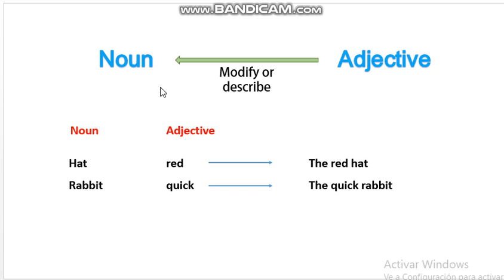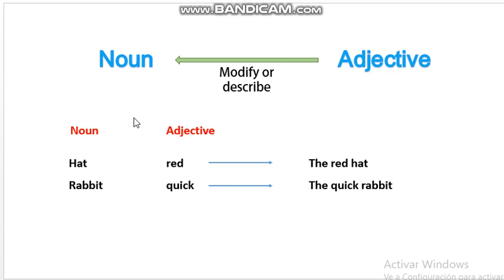Okay, to form comparatives and superlatives, we use adjectives. So first of all, we are going to see what an adjective is. An adjective is a word that can modify or describe a noun.